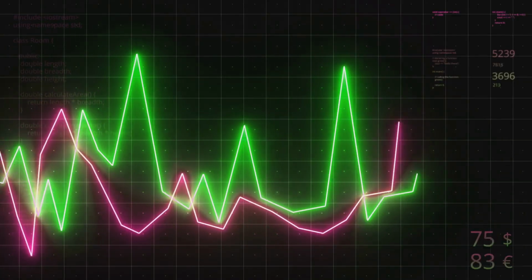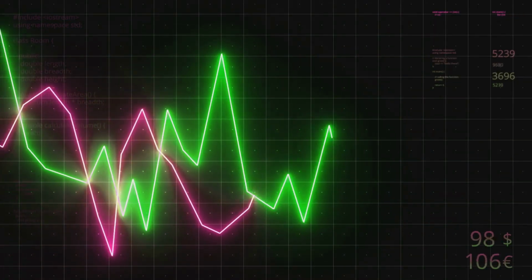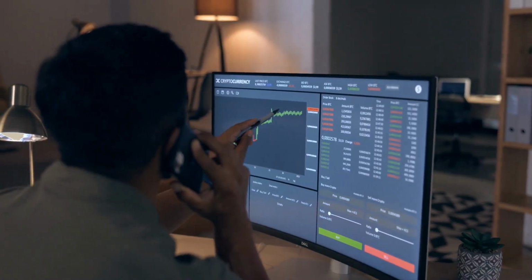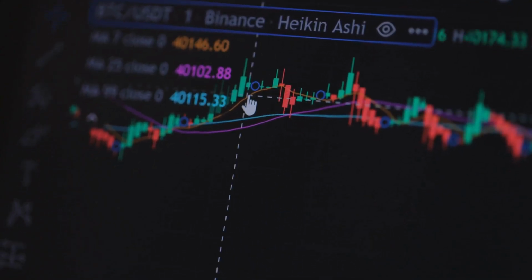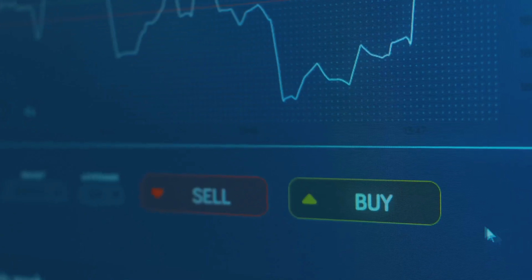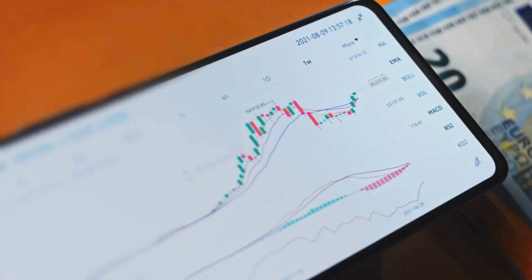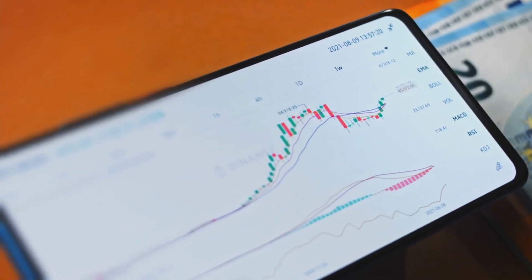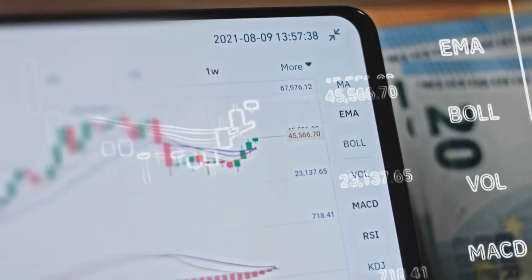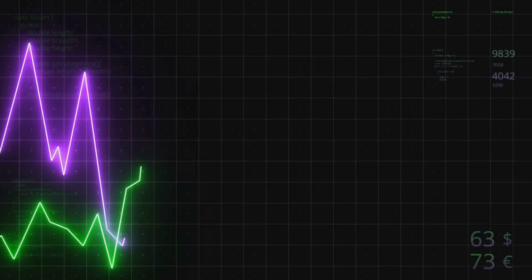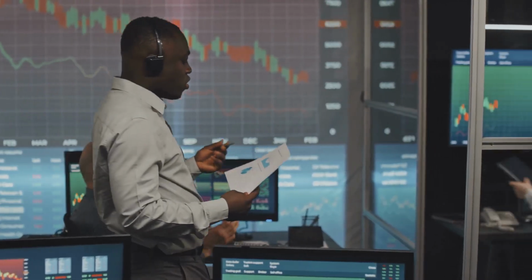Section 4. Decoding MACD, spotting trend changes. Let's tackle the MACD next. That's MACD for short. It stands for Moving Average Convergence Divergence. Quite a mouthful, I know, but its function is straightforward. It shows the relationship between two moving averages, specifically two exponential moving averages, or EMAs. It's designed to reveal changes in trend, both the direction and the strength. A very versatile indicator, this one.